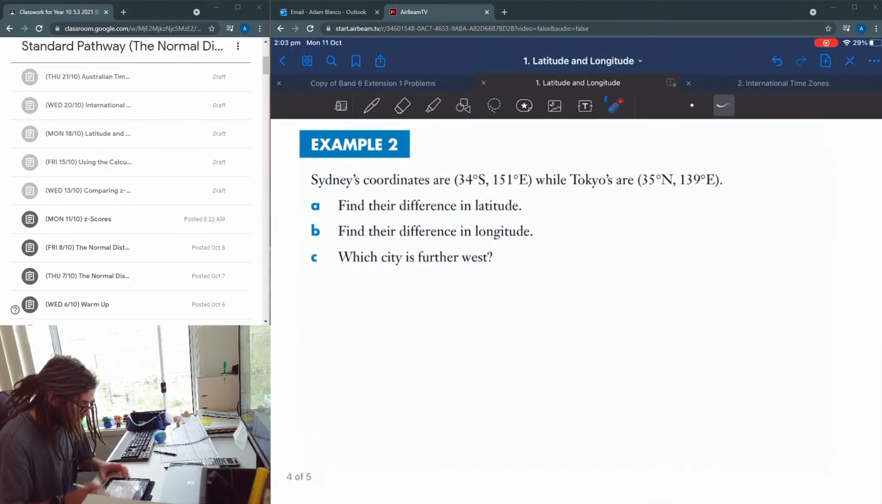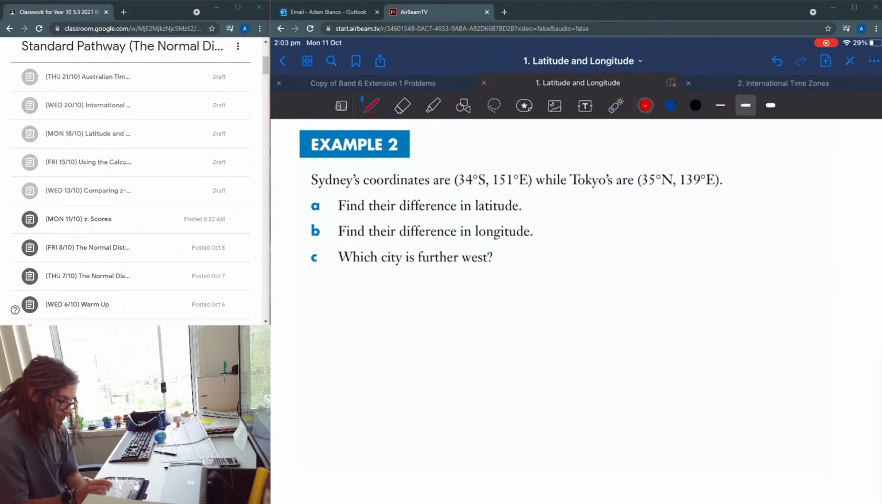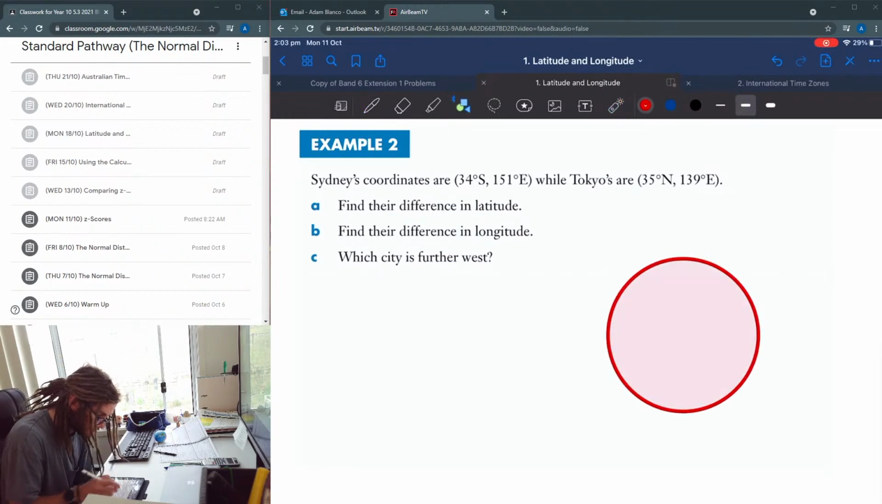Anyway, okay, Sydney's coordinates are this, Tokyo's coordinates are this. What are the differences in latitude and longitude, and which city is further west? So what you can do is draw a quick picture, I guess.